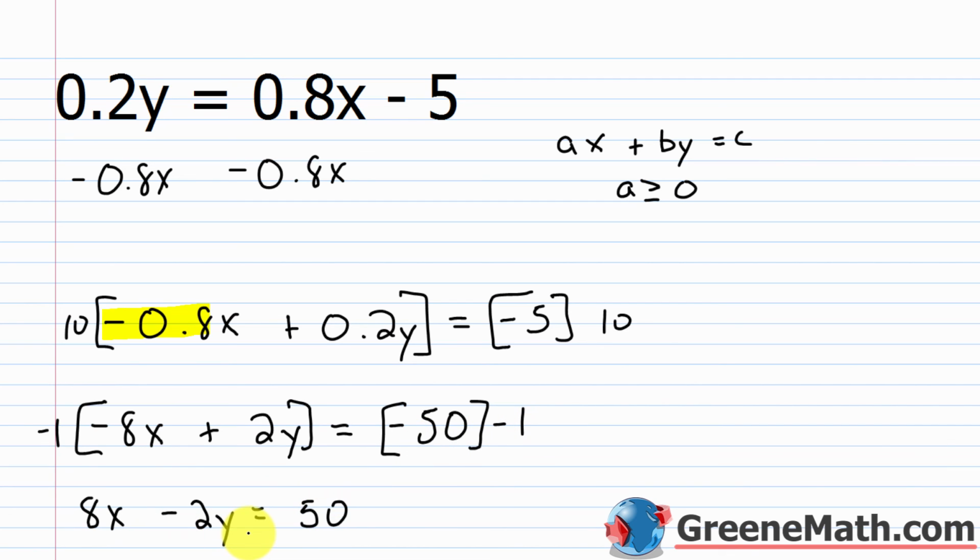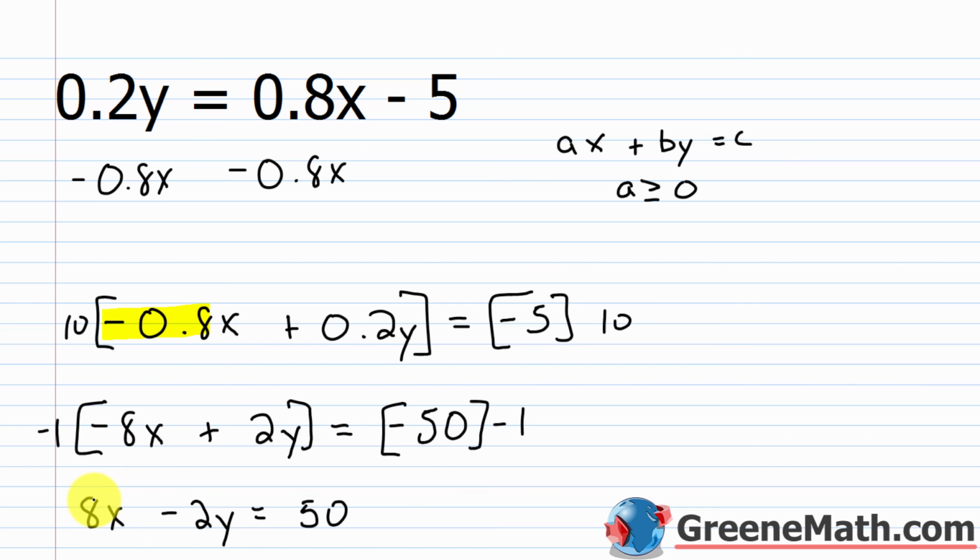So now this is in standard form, in the stricter form of standard form, where the coefficient of x is actually positive. So we have 8x minus 2y equals 50. So a, b, and c are all integers. A is greater than or equal to 0, and a and b are not 0. So all of the conditions are met.